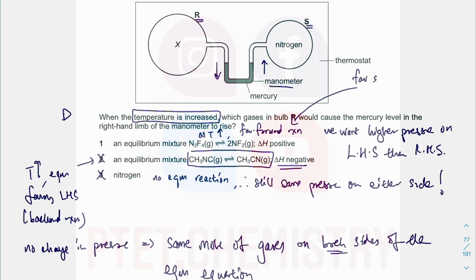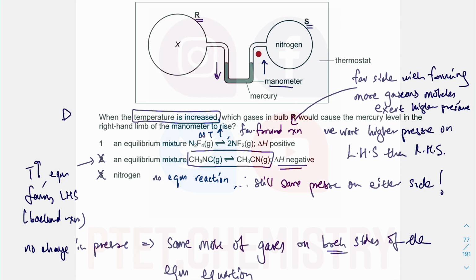When you favor the side with more gaseous molecules, you will increase pressure. You favor the side with forming more gaseous molecules, and therefore they will exert higher pressure. When you exert higher pressure on the left, they will push it down and this will push it up, and therefore you will see the right hand limb of the manometer rising up. In fact, when 2 is wrong, only 1 is correct. Okay?